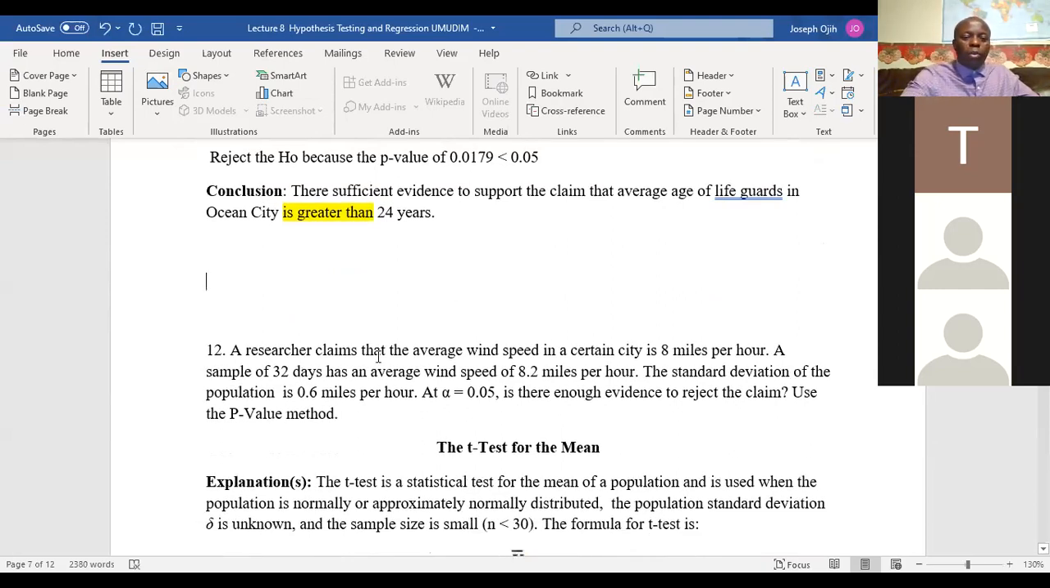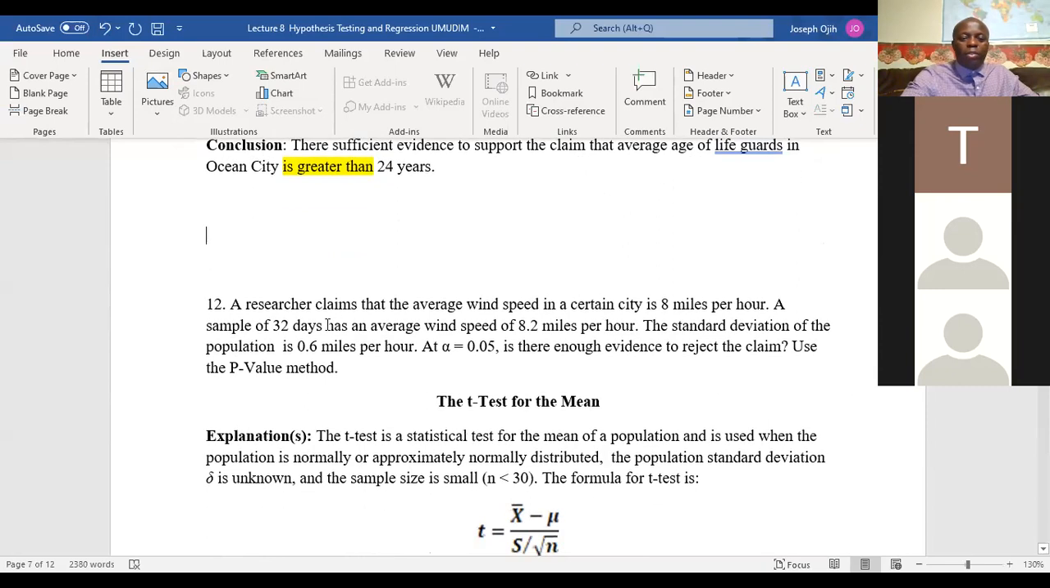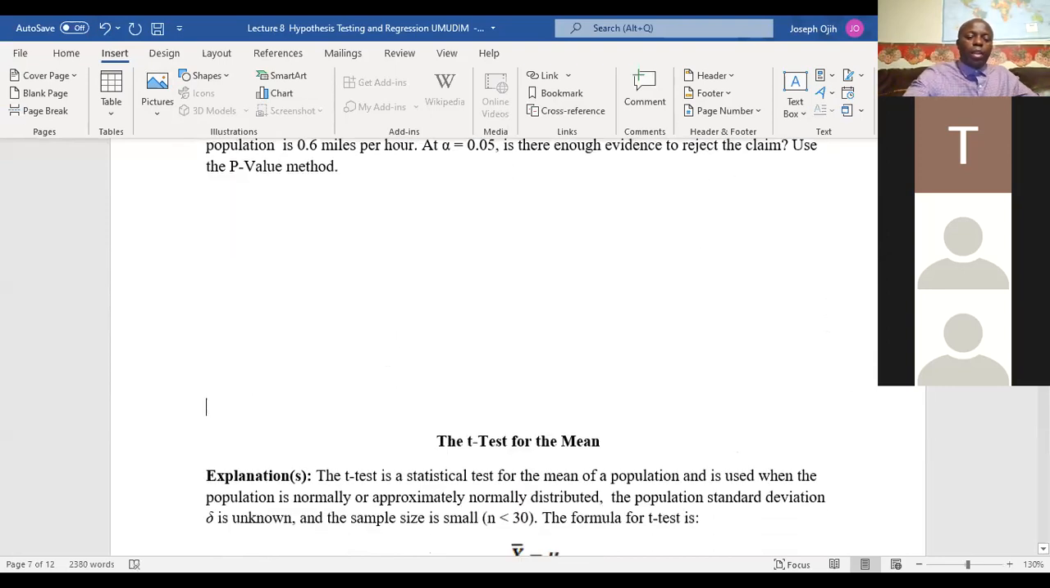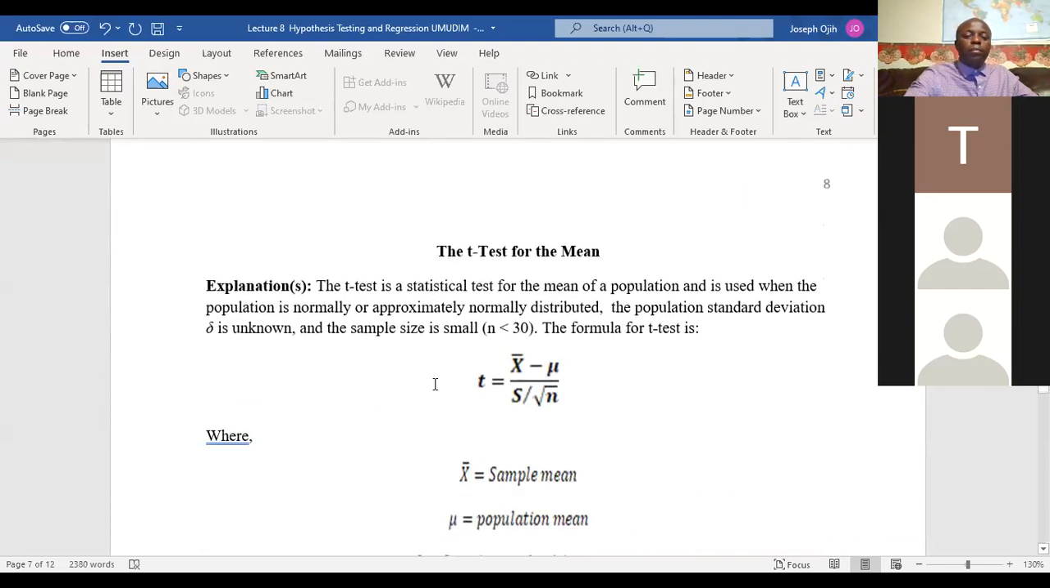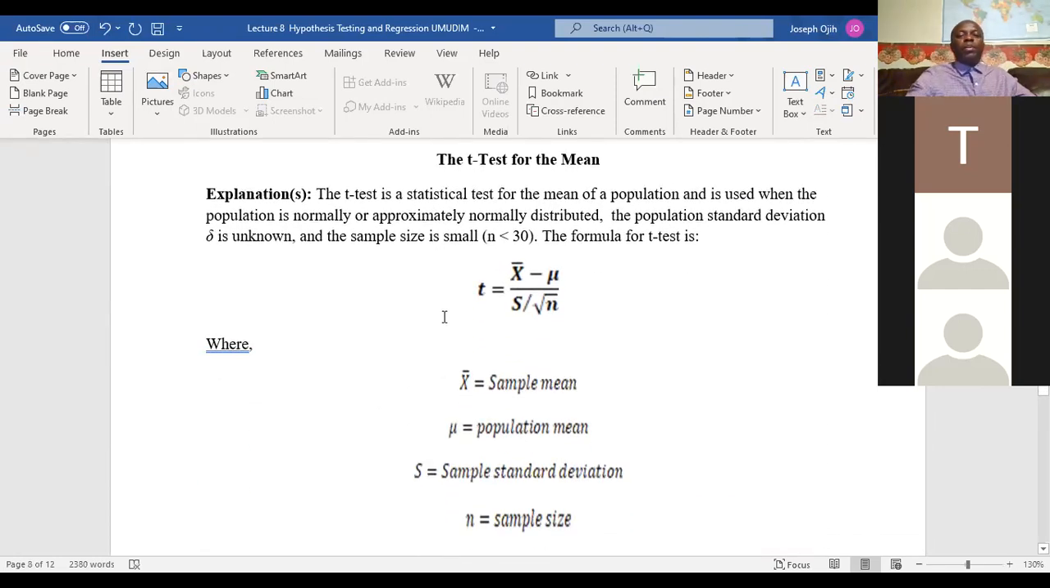So there's no question. The other one, which is this one here, you can try at home as practice. Let's look at the other type of test. It is called the t-test for the mean. We use the t-test for the mean when the sample size is small, that means n is less than 30, and also we do not know the value of the population standard deviation. So in that case, we're going to use the t-test.